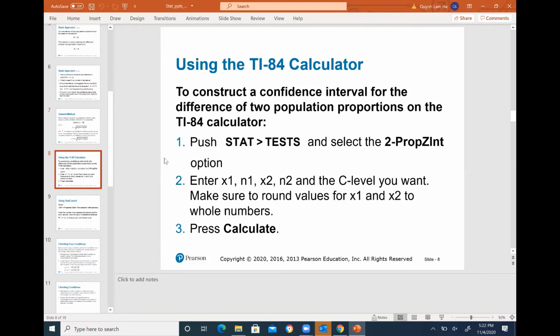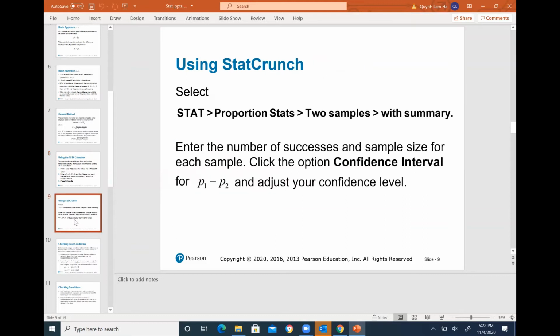That's what it means. And here, using the TI-84, for those people who like to use the TI-84, please spend time to type this in. There will be two columns for you to type in to compute. But because we all purchased StatQuant, I would like to use StatQuant instead. So using StatQuant, we go to Stat and go to proportion stat. It's just like in 7.4, finding the confidence interval for one proportion. Instead of one sample, we are doing two sample with summary. So the difference is only here.